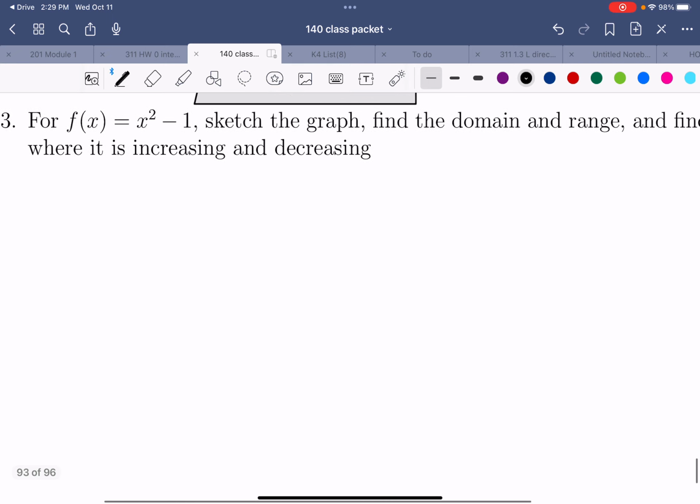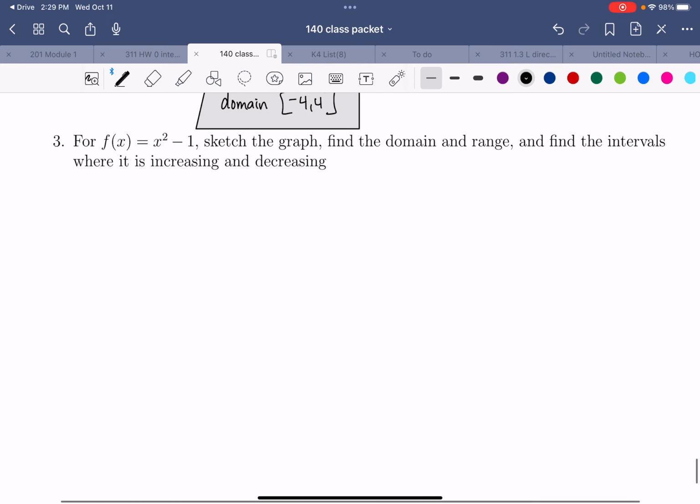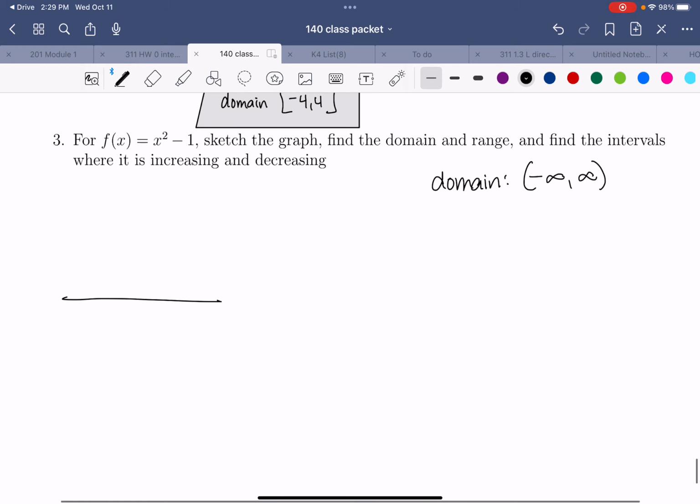For number 3, we've got a function x squared minus 1. We want to sketch the graph, define the domain and range, and find the intervals where it's increasing and decreasing. Okay, so right away I can tell you what the domain is because this is a polynomial. This is a quadratic, so it's negative infinity to positive infinity. Okay. This is a parabola that has a positive sign in front of the x squared, so it's going to open up. So when I graph this, let's jot down a couple of points.